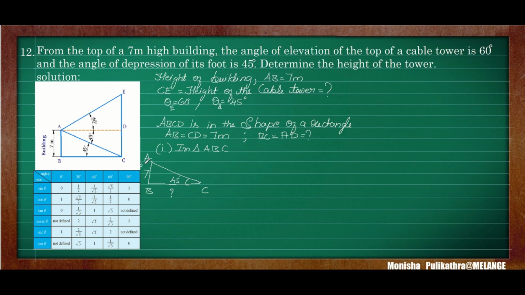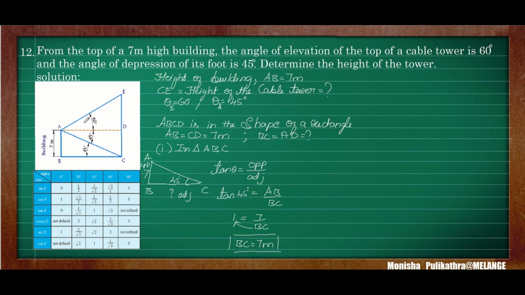So if angle is 45, this will be opposite side and this will be adjacent side. So tan theta we will be taking. Tan theta is equal to opposite by adjacent. Here the theta value is 45. So tan 45 degree is equal to opposite side AB and adjacent side BC. Tan 45 is 1. AB value is 7 by BC value we don't know. If we cross multiply, we will get BC is equal to 7 meter. So the value of BC is also 7 meter.